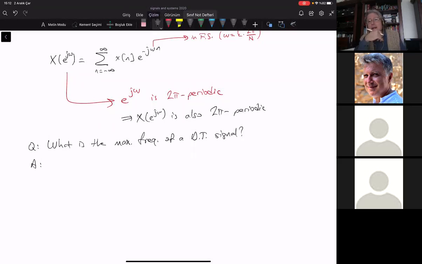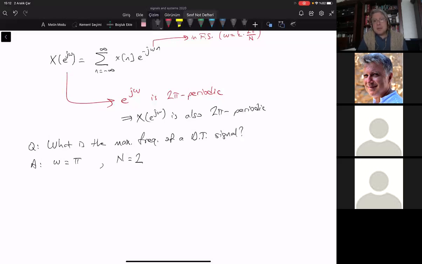It is actually, I'm asking the maximum frequency. You're telling me the minimum period or something like that, maybe. But the correct answer to this one is omega is equal to pi is the maximum frequency, corresponding to a discrete time period of 2.